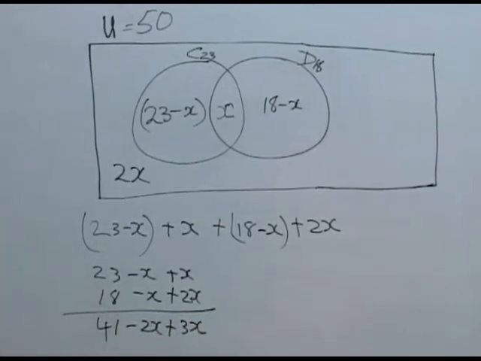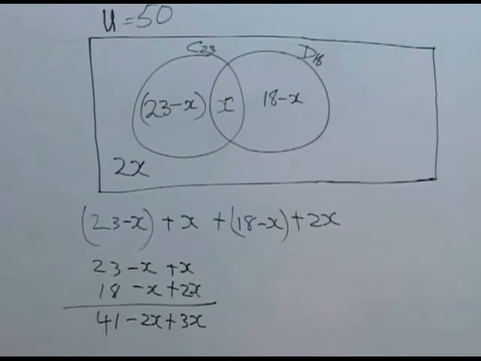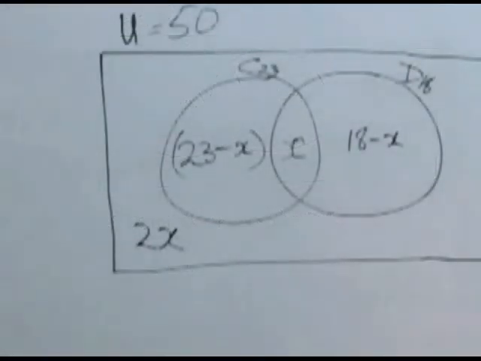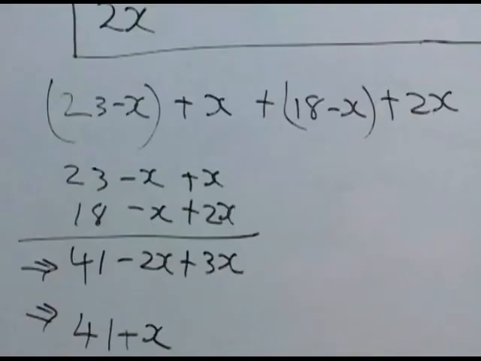So we have minus 2X plus 3X. Which one is bigger? It is the positive 3. By how many? It is 1. So our answer here, which implies that this is now 41 plus X. And that is the answer they're looking for.